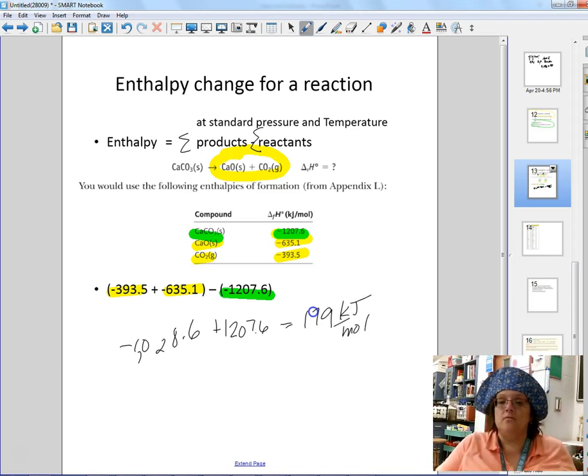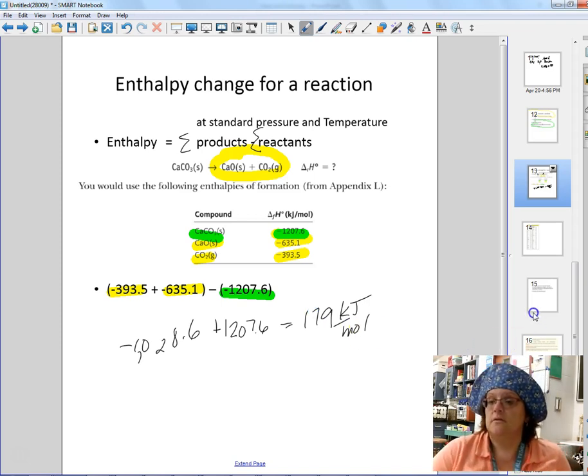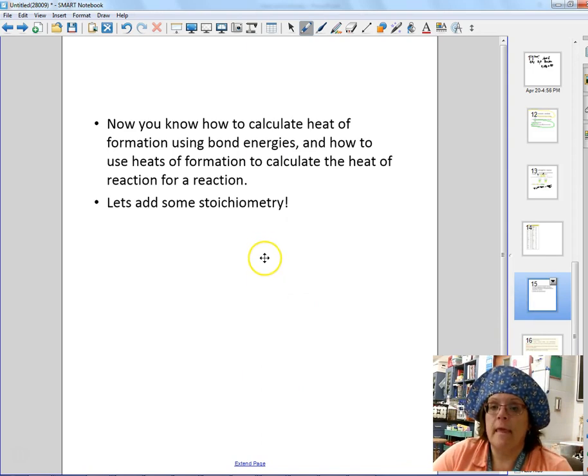That is the energy that this is going to have. Now, that's a positive number. Positive enthalpies come from endothermic reactions. So that means to get this reaction to occur, you're going to have to add energy to it. Okay? We're not going to add stoichiometry today.